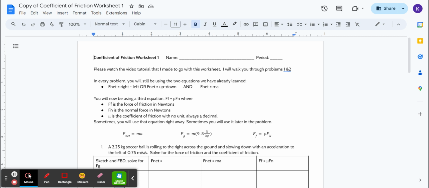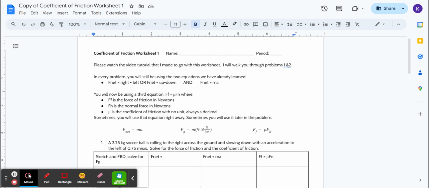So in our previous unbalanced forces problems, we've been using two different net force equations. F net from the free body diagram, right minus left or up minus down, and F net equals MA. So they've usually been two steps, maybe even a third step to solve for FG. That will continue. We will still be using those equations. There will just be a third layer.